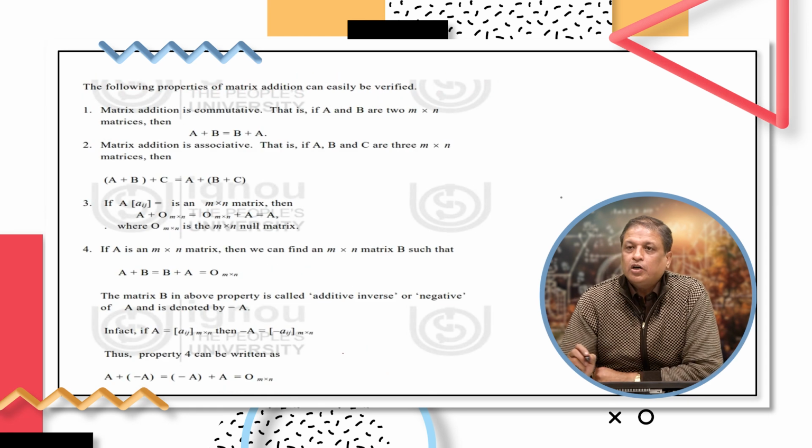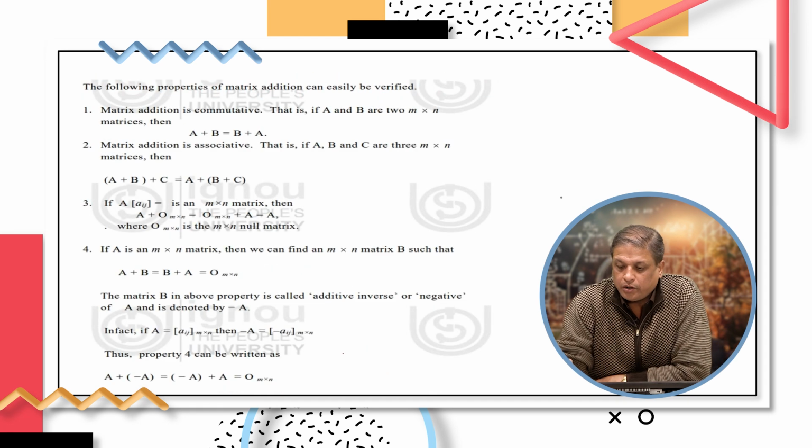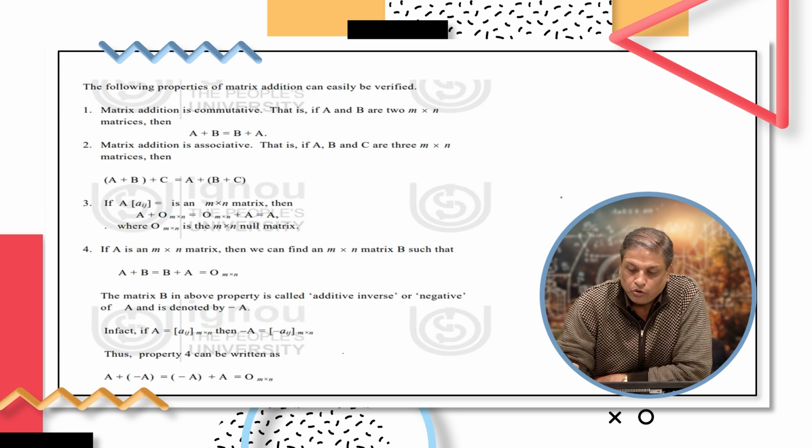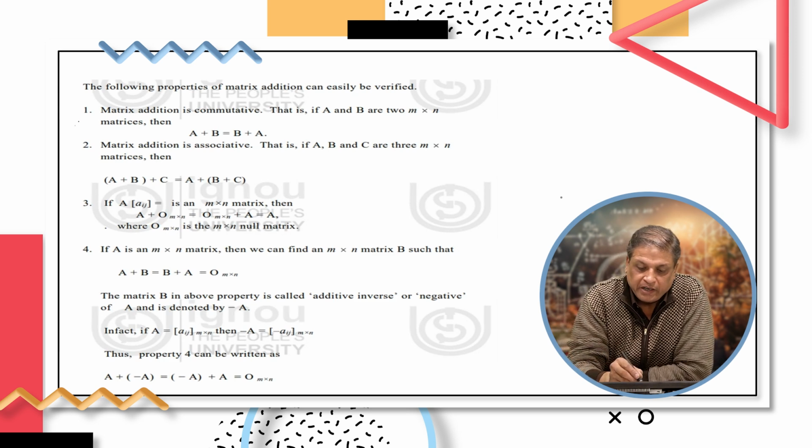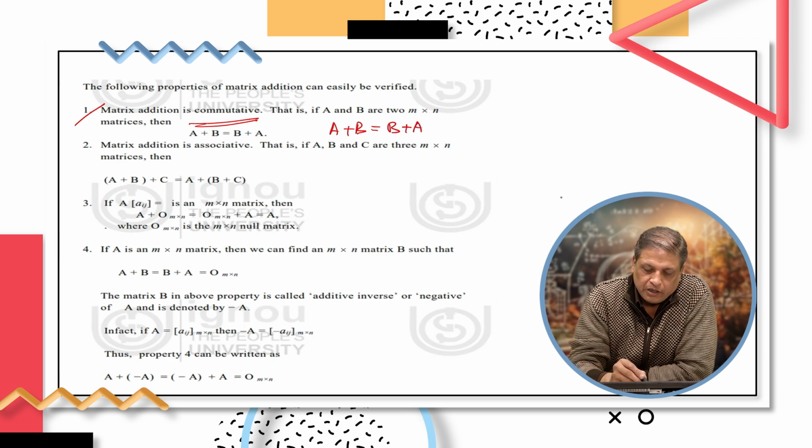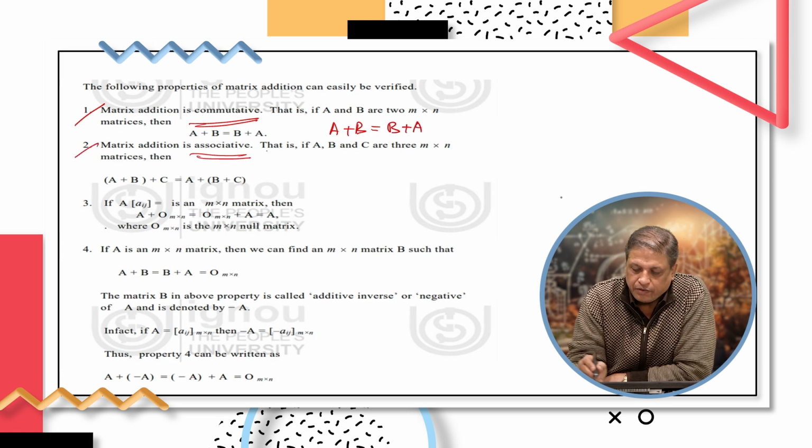So there are some more details about the properties of matrix addition. First and foremost, matrix addition is commutative. That means if we add A plus B, then it is equal to B plus A. Similarly, matrix addition is associative. What do we mean by associative? That if we group the matrices, A plus B plus C, it is equivalent to A plus B plus C with different grouping.